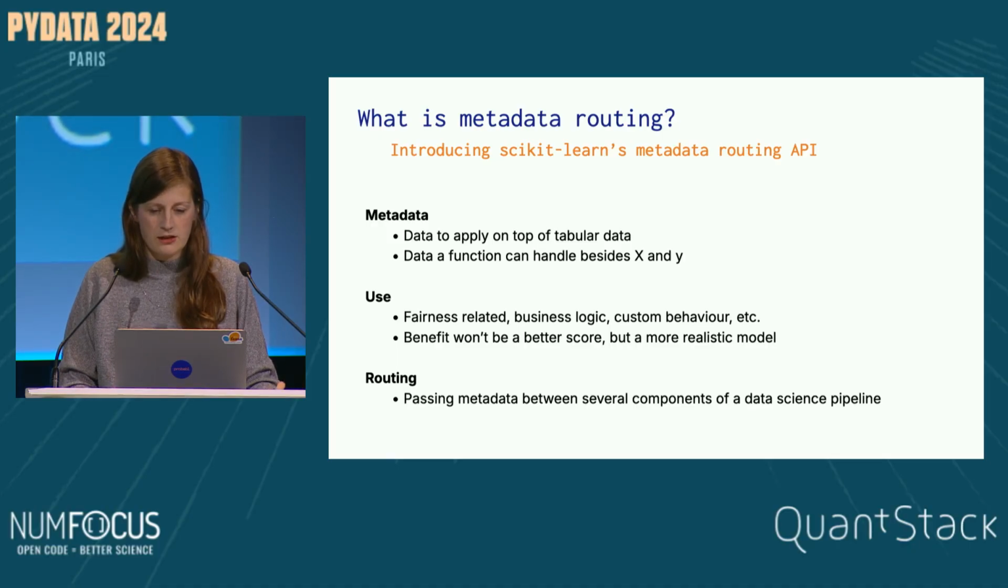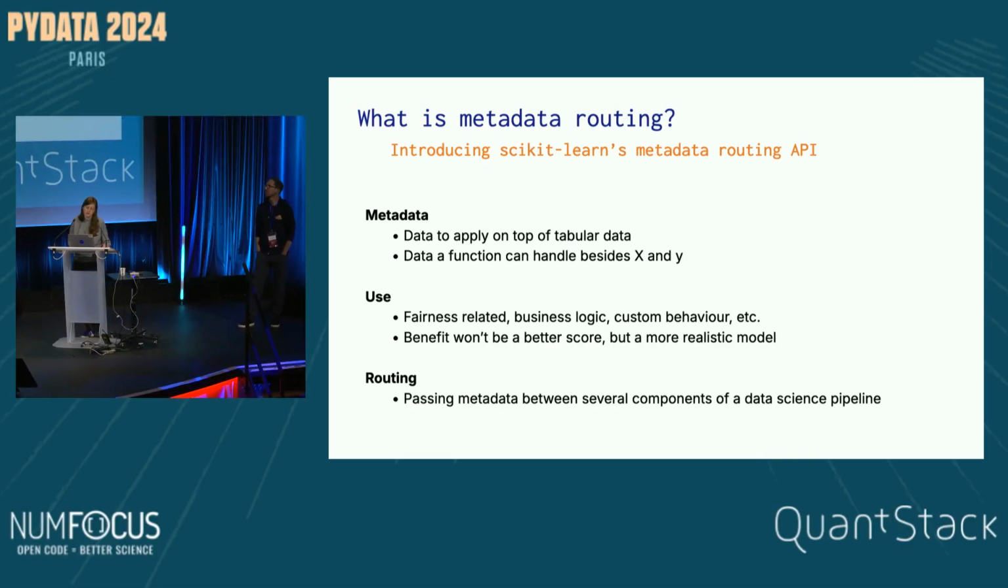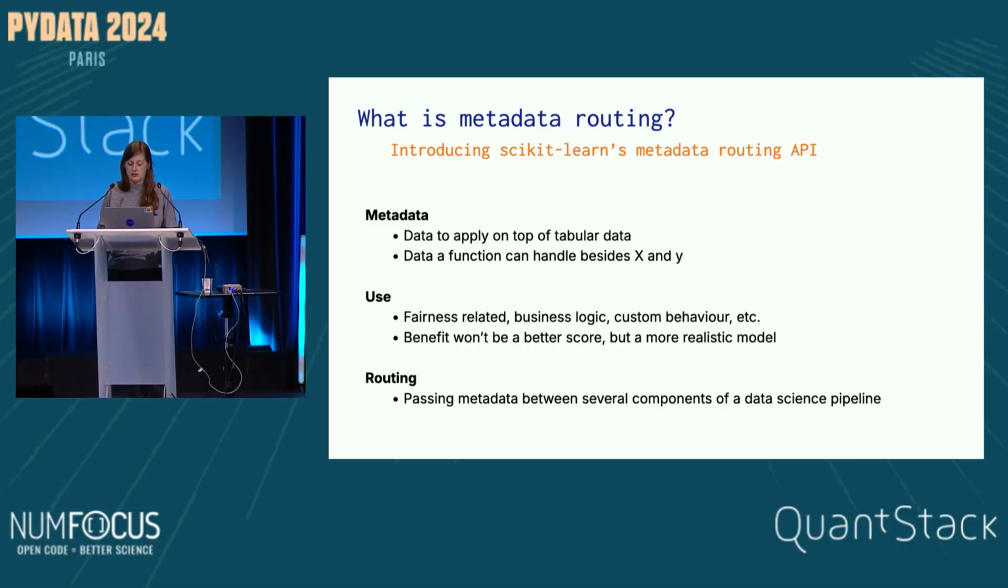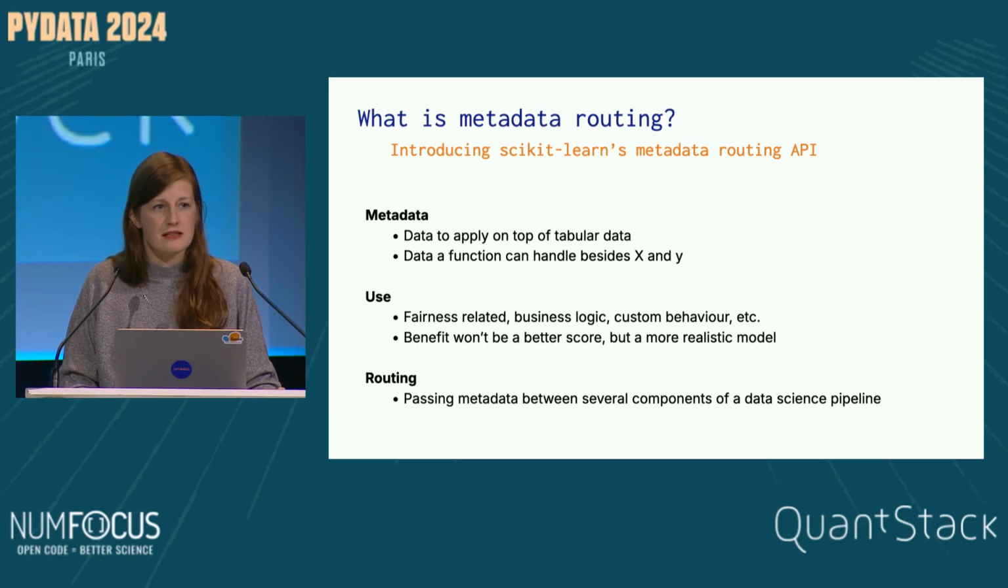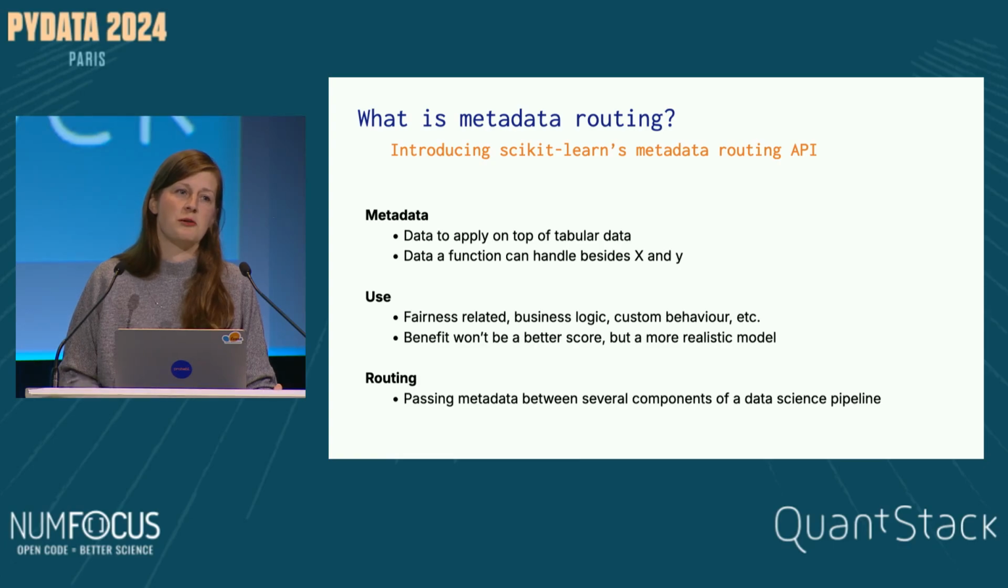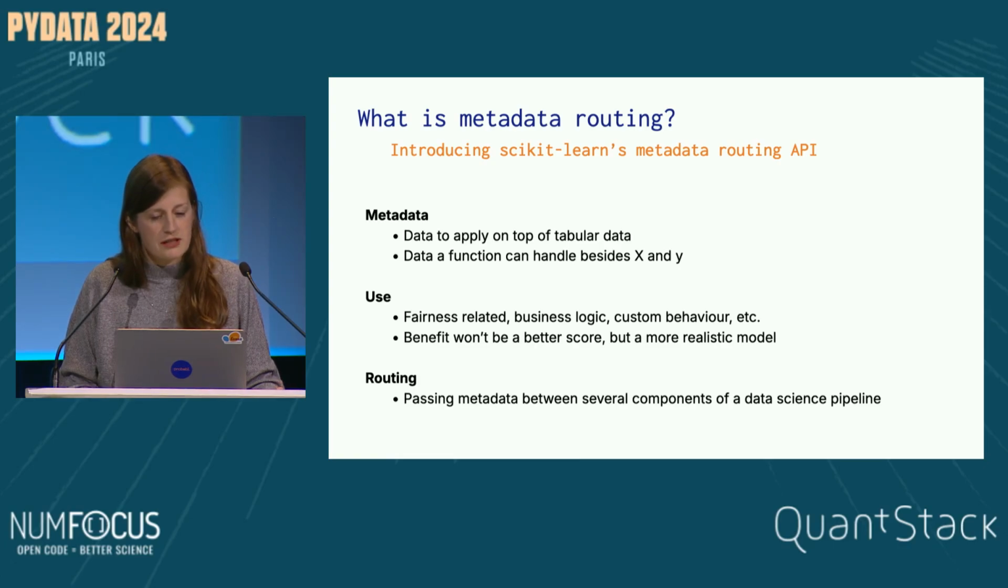and y. Thinking of use cases, you might be familiar with sample weight or groups in scikit-learn or from other libraries. Other libraries like fairlearn or XGBoost also implement or define other types of metadata. And of course, metadata can always be custom. So you could use it in fairness-related issues or in your business logic and in other custom cases. The benefit of using metadata would not be to have your model having a better score, but rather to have a more realistic model to begin with.